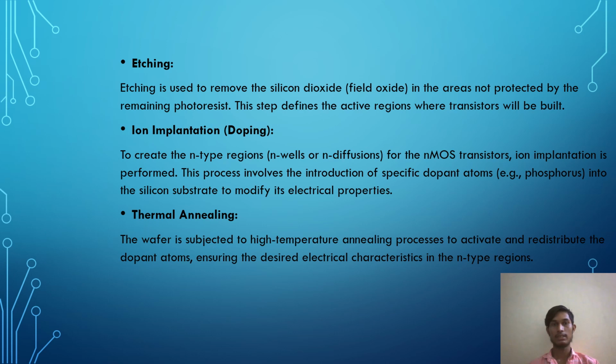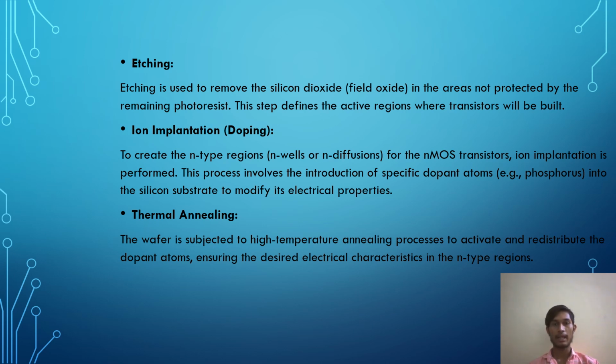Next one is etching. Etching is used to remove the silicon dioxide in the areas not protected by the remaining photoresist. This step defines the active regions where transistors will be built. Ion implantation or doping. To create the N-type region for NMOS transistors, ion implantation is performed. This process involves the introduction of specific dopant atoms into the silicon substrate to modify its electrical properties.